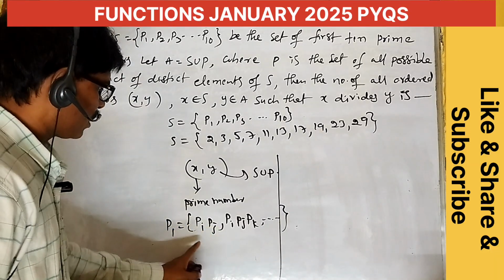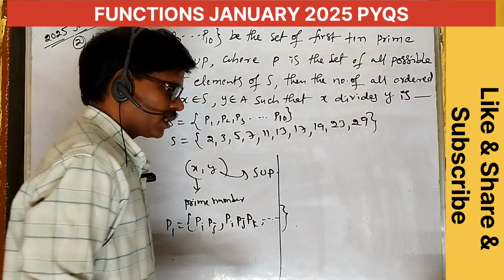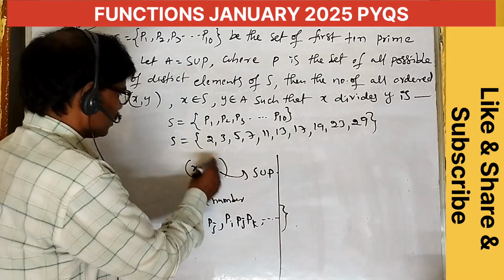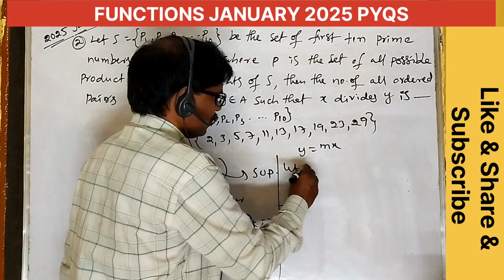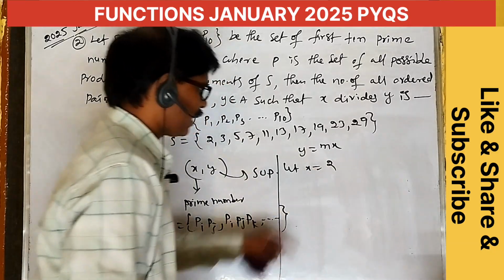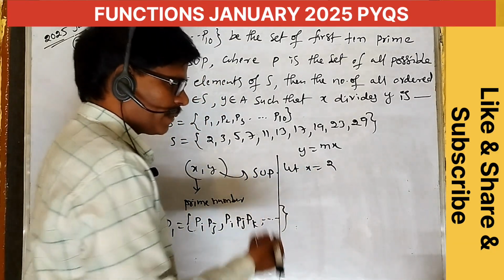How many numbers are there here? What are the total numbers? He is asking the question, what is this equal to? y is equal to mx, in the form y equals mx. So let x be equal to 2 here. Like x is 2, the fixed point. 2 is fixed.